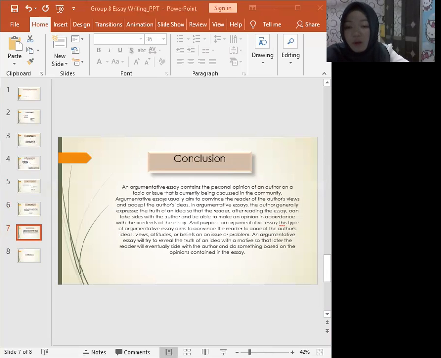This type of argumentative essay aims to convince the reader to accept the author's ideas, views, attitudes, or beliefs on issues or problems. An argumentative essay will try to reveal the truth of an idea with a motive so that later the reader will eventually side with the author and do something based on the opinion contained in the essay.